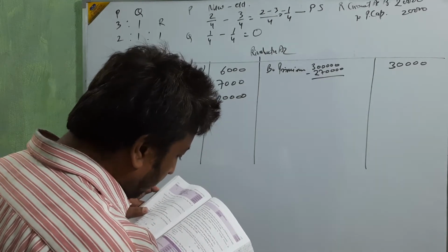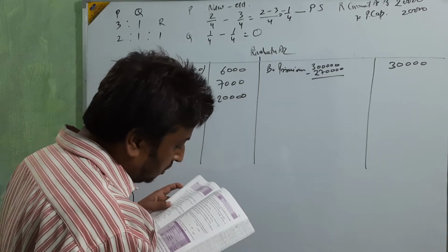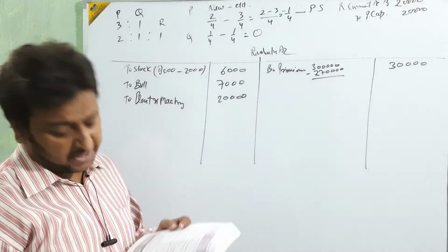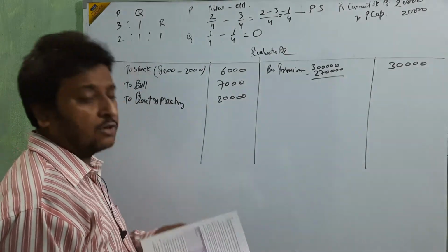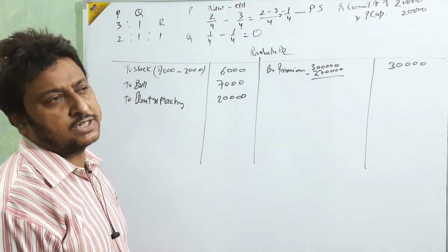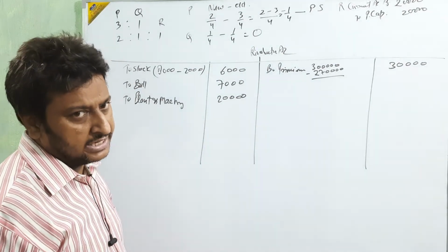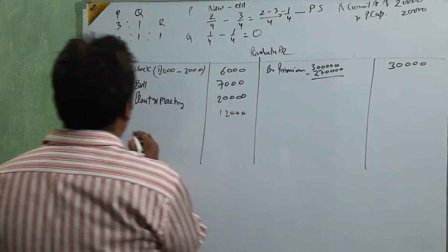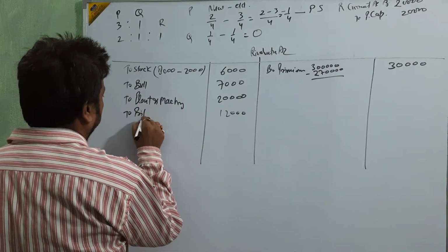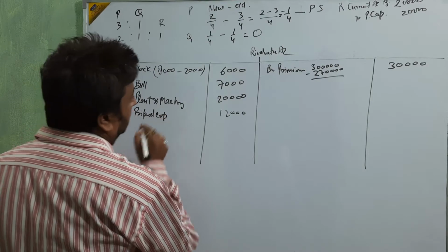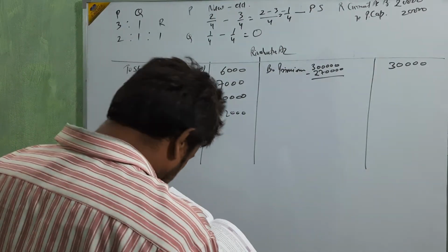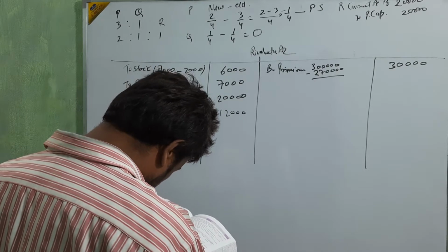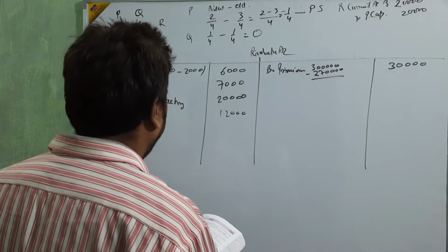And then prepaid expense is to be brought down to 40%. The new value is up to 40%, and the value is 20,000. 40% of 20,000 is 8,000. So the new value is 8,000. Then there is a reduction of 12,000. So 12,000 loss on prepaid expense. Okay?